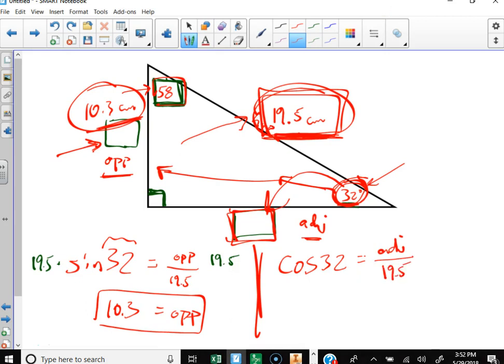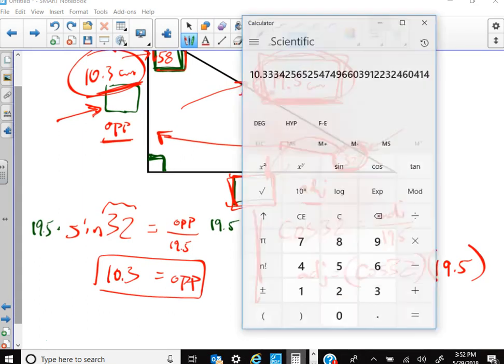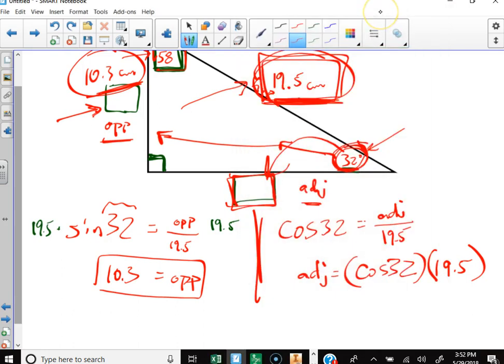Same idea. I'm going to multiply both sides by 19.5, so that the adjacent is equal to the cosine of 32, whatever that is. I'll write it this way, times 19.5. Use parentheses to show the multiplication. So cosine of 32 times 19.5 is 16.5. 16.5 is what I think I said.